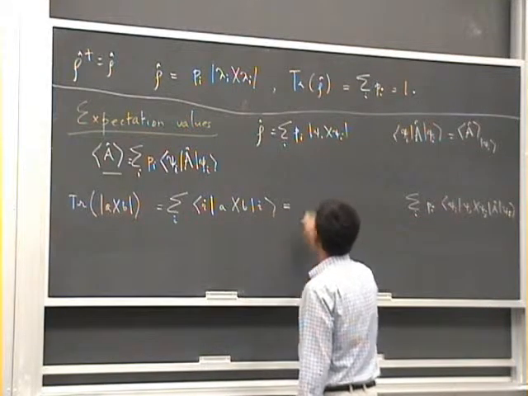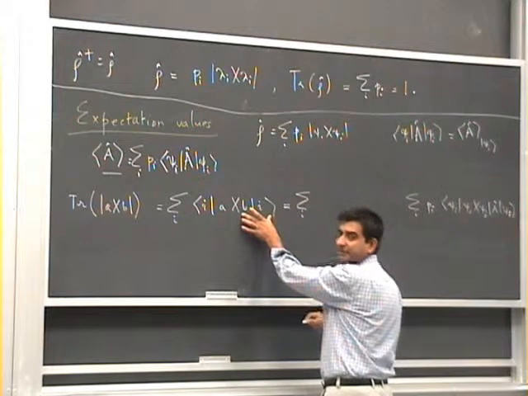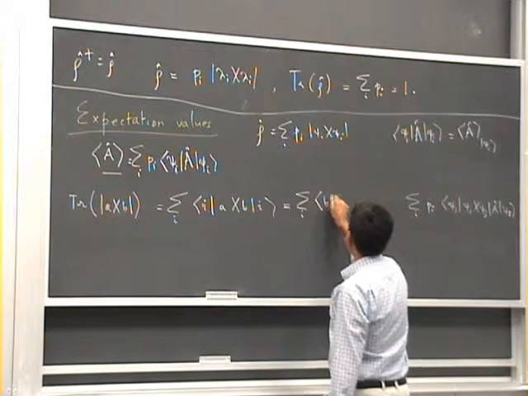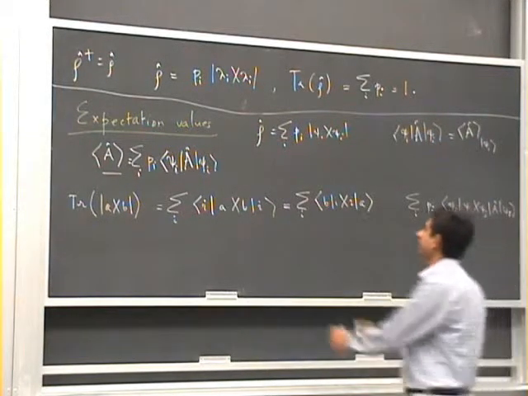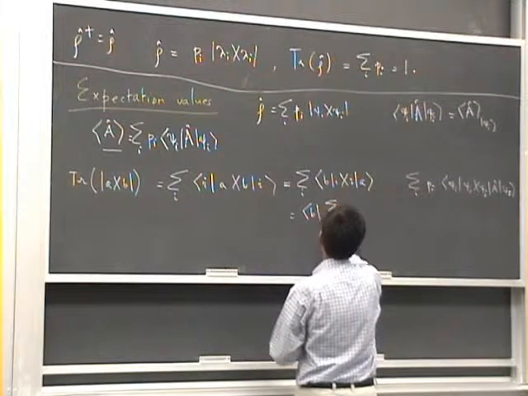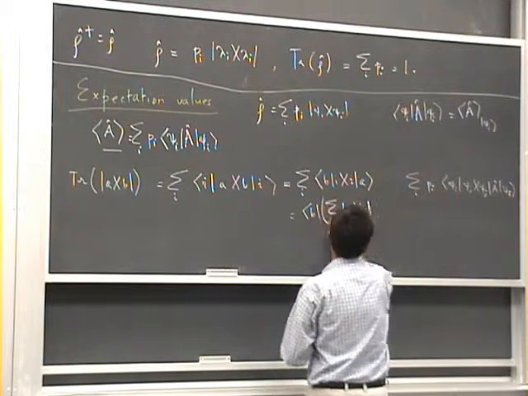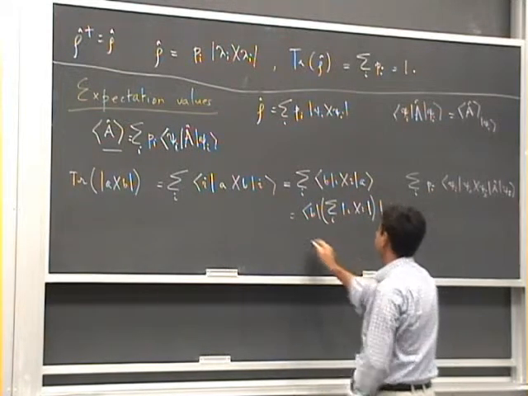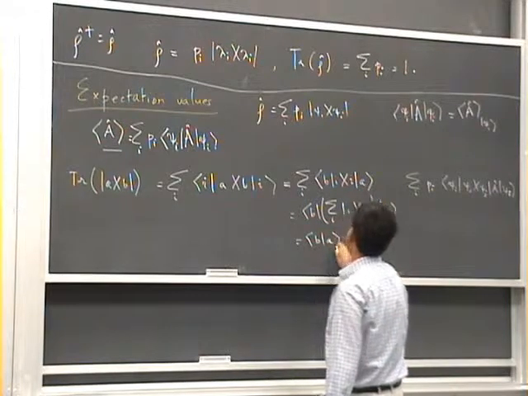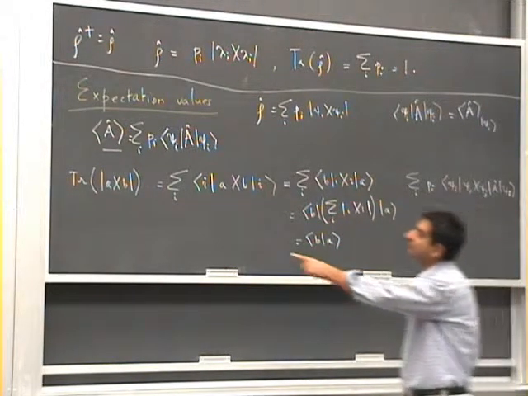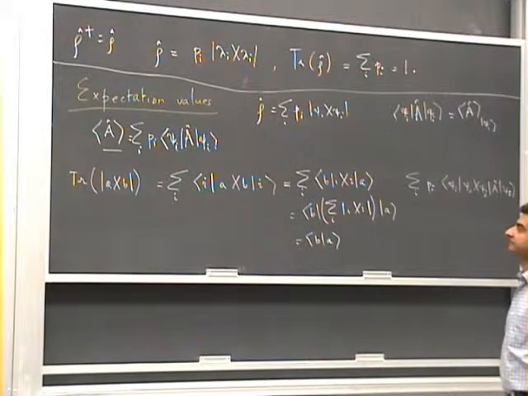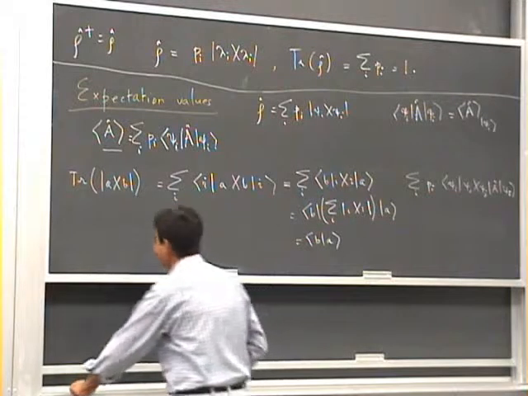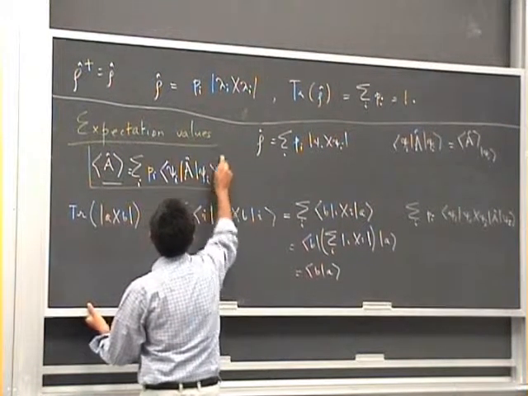So what do I get? I get the sum over i. Now these are just scalars, so I can change the order: ⟨B|i⟩⟨i|A⟩. Now I can write ⟨B| times the summation over i of |i⟩⟨i| times |A⟩. But this is just the identity operator. So I have the inner product of B with A. So the trace of this operator is this thing. Agreed?